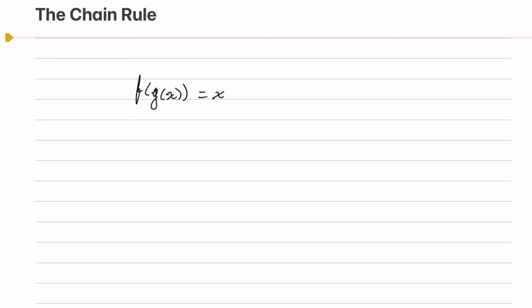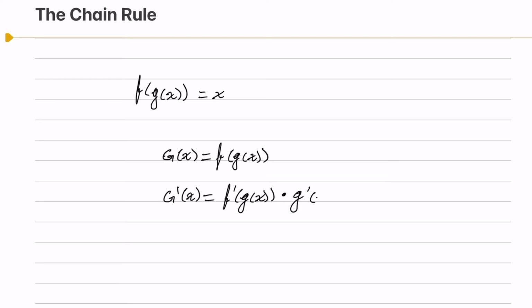And the chain rule simply states that if you take the derivative of your composite function, so let's say we have our function capital G of x is equal to f of g of x, then the chain rule tells us that the derivative of capital G of x is equal to the derivative of f of g of x times the derivative of g of x.